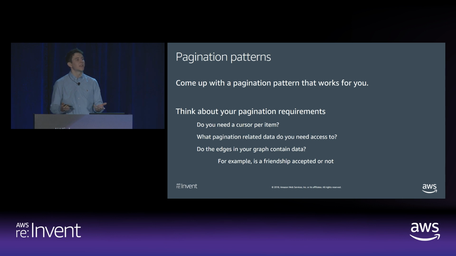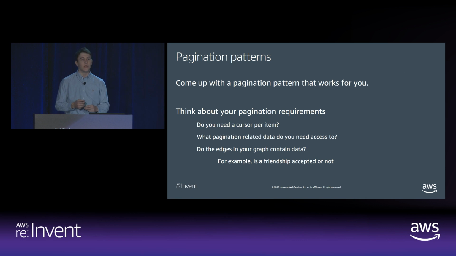The questions you should be asking yourself are things like, do you need a cursor per item? The inverse of this would be having a cursor per page. You can think about, I might be asking for 10 objects. If I had a cursor per page, I can get 10 objects, and then I can get the next 10 objects, but I can't get 10 objects and then get the next 10 after the first. So that's the difference there.